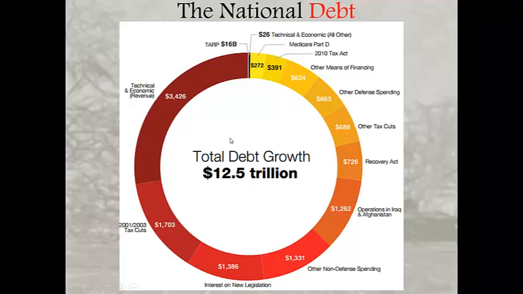This chart is from 2014. Our total debt growth right now is more like 15 trillion, but the ratios of these categories have stayed the same. Even though total debt growth today is more like 15 or 16 trillion, a lot of it still comes from revenue loss, a lot of it still comes from Iraq and Afghanistan, a lot of it still comes from tax acts and things like that.